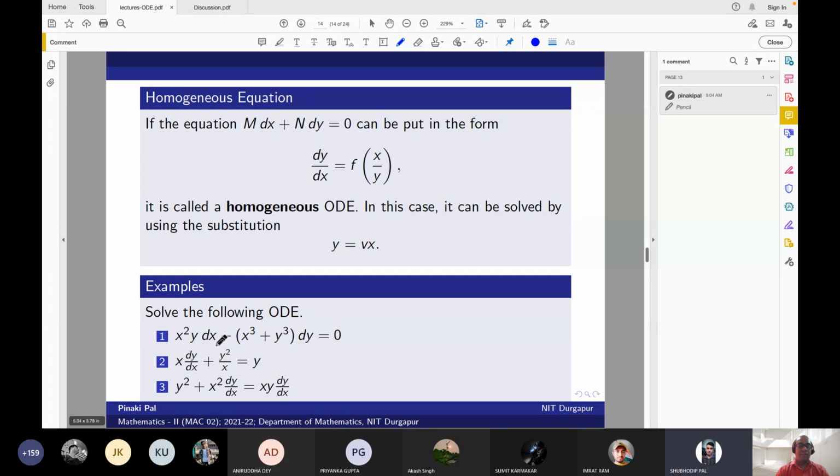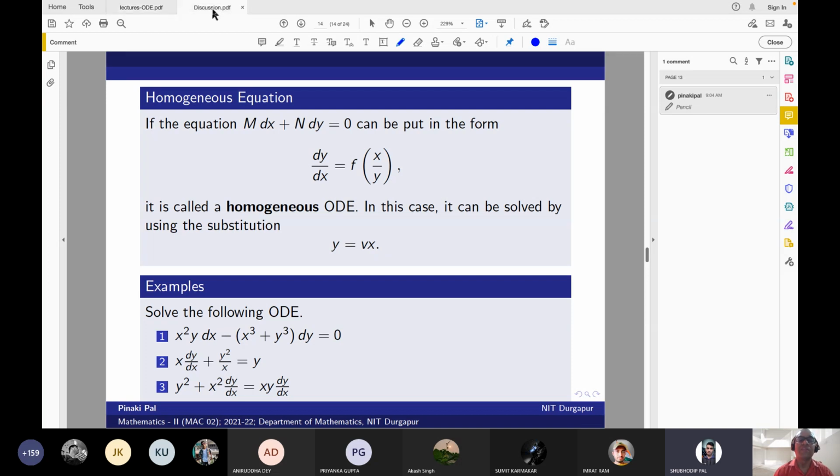Okay, and if they involve other types of functions, then we have to represent it in the form either f(x/y) or in the form f(y/x). So let us take the first equation and show you how to solve it. And this is the substitution which will always work. y is equal to vx.